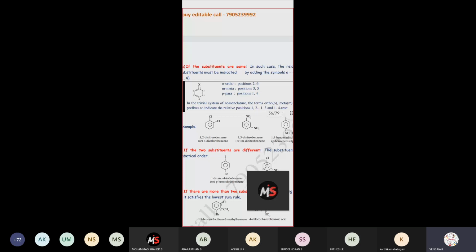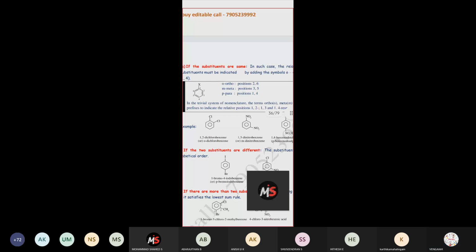Then 1 and 3 position you can say meta, meta dinitrobenzene. 1 and 4 position you can say 1,4 benzene disulfonic acid. Okay? That you can follow. So in the trivial system of nomenclature, what do you write? Ortho, para, meta. Ortho is the letter O, meta is the small m, and para is the letter p. It indicates the relative positions: 1,2 is ortho, 1,3 is meta, 1,4 is para.